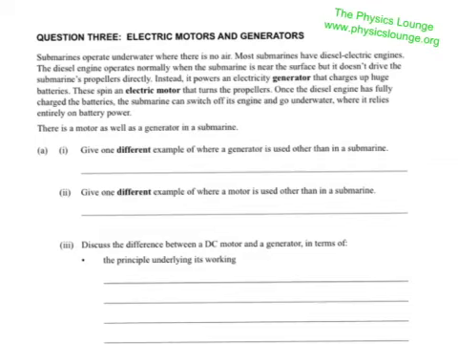Give one different example of where a generator is used other than in a submarine. Okay, this could be anything, anything where you're using mechanical rotational energy to charge a battery or produce power. So, for instance, you might have one in a car to charge the battery. You could have on a bike a dynamo to make the light go on the bike as well.